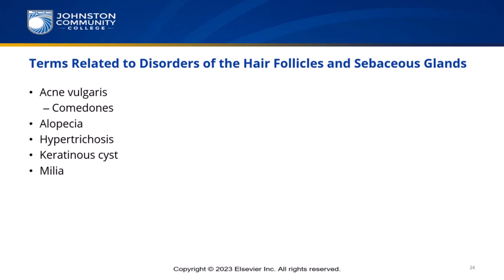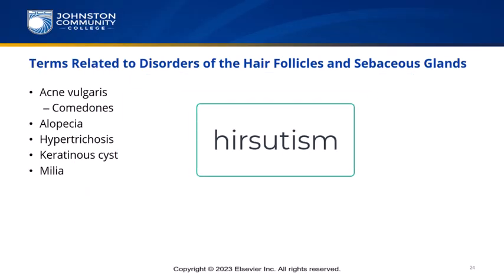Then we have hypertrichosis, which is an abnormal condition of excessive hairiness. Hyper means excessive. Tricho means hair, and osis means abnormal condition. A synonym is hirsutism. Think of hirsute as made of hair, hirsutism.